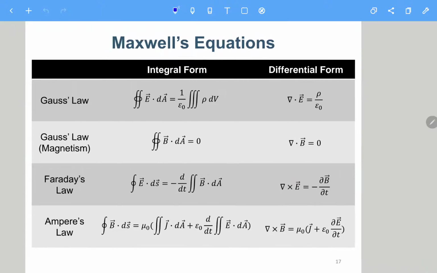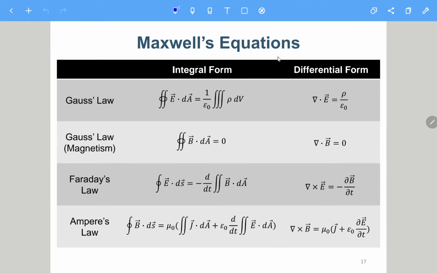So in summary, for the Maxwell equations, we use the Gauss theorem, or the divergence theorem, to derive the differential form for the two Gauss laws. And then we use the Stokes theorem to derive the differential form for Faraday's law and also Ampere's law, like this and this. So all these four are the differential form of the Maxwell equations.